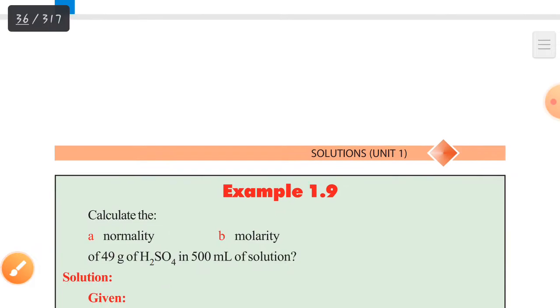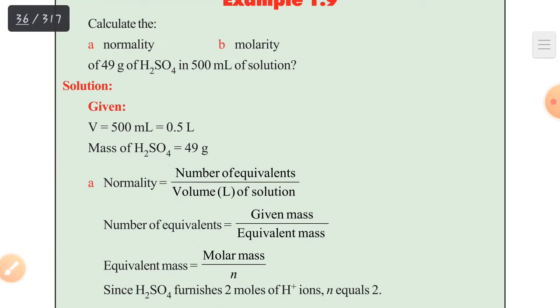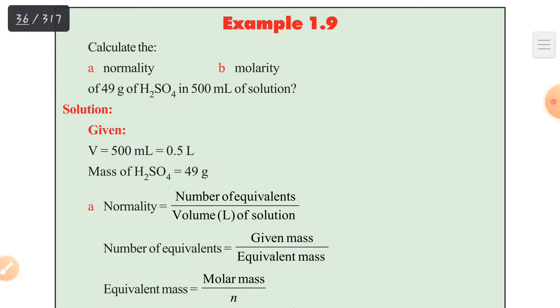Calculate the normality of 49 gram of H2SO4 in 500 milliliter of solution.